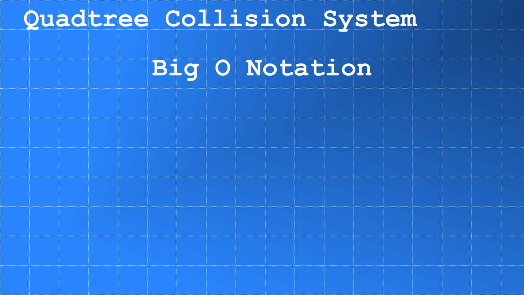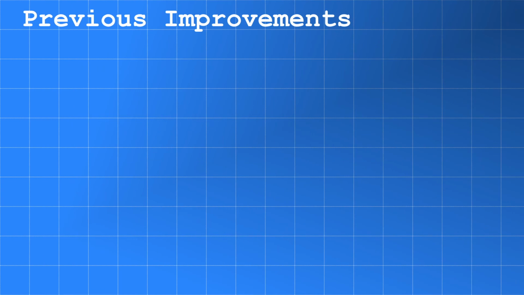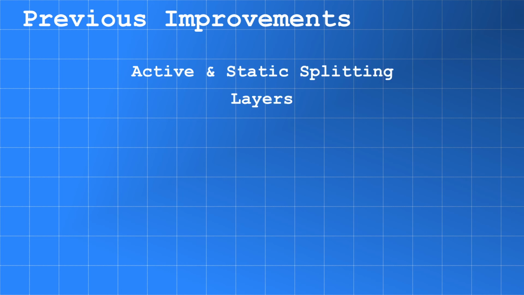In a system like this, the number of operations the quad tree has to do, O, is equal to the number of operations n log n. This means a quad tree scales logarithmically, allowing the collision system to grow significantly larger than the basic approach we started with. Plus, there's nothing to say you can't use the improvements we previously discussed, such as splitting active and static objects and using layers for categorizing collision types.